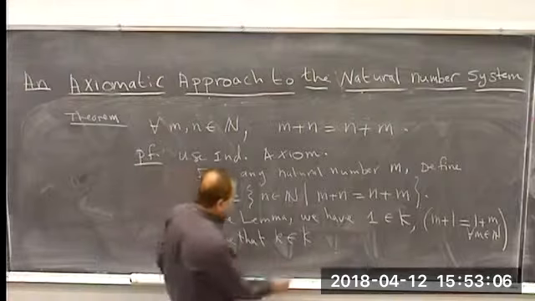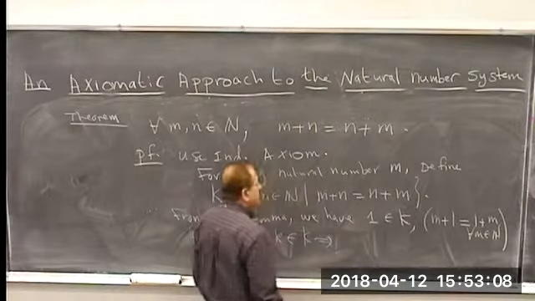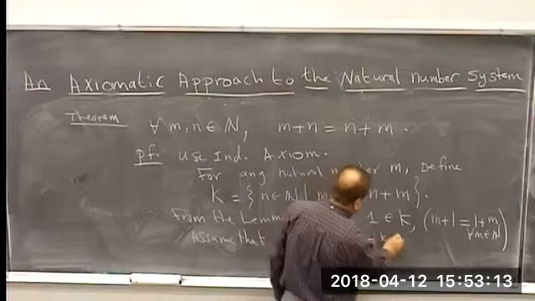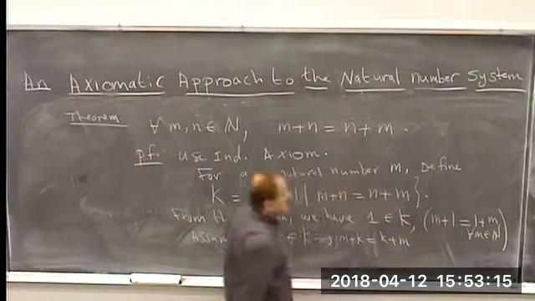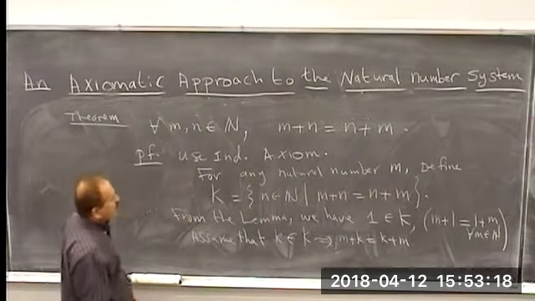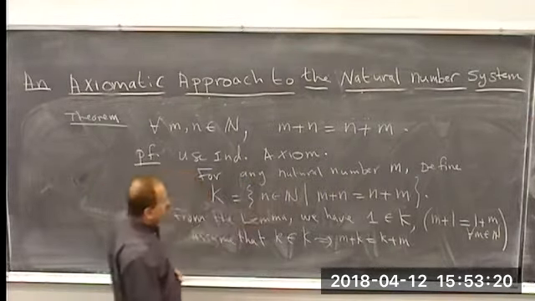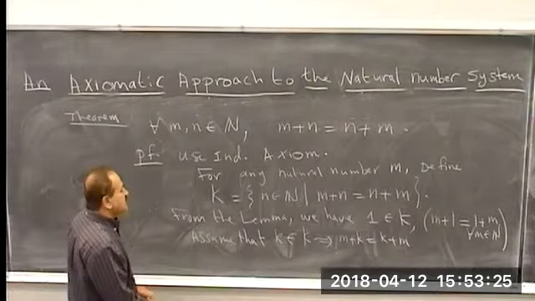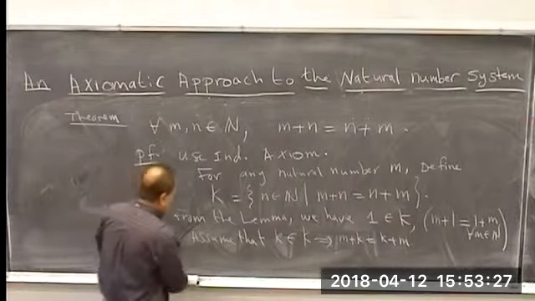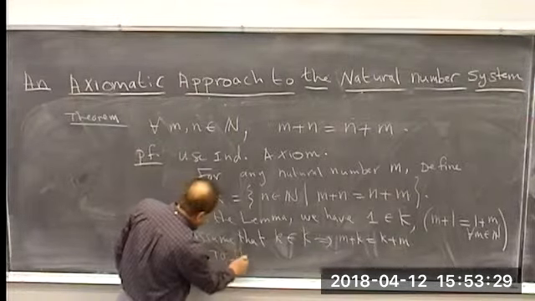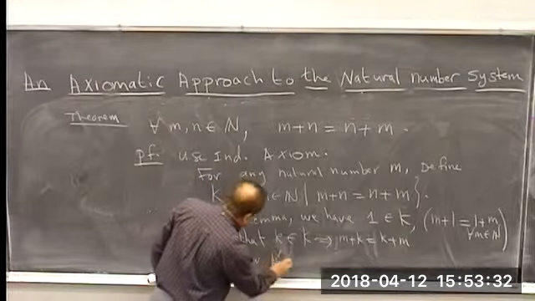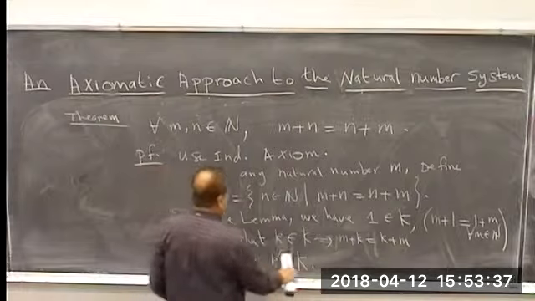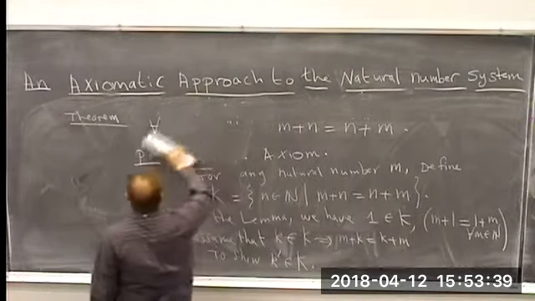And what does this mean? This means that m plus k is equal to k plus m. All right? Where m is actually any natural number. And I need to show that k prime is in K, which means I want to show that the successor of k actually commutes with any m.